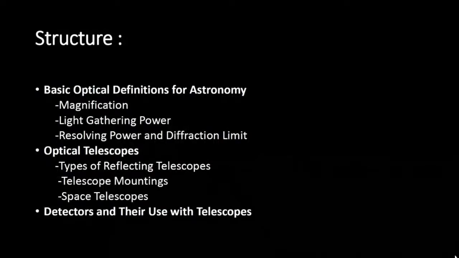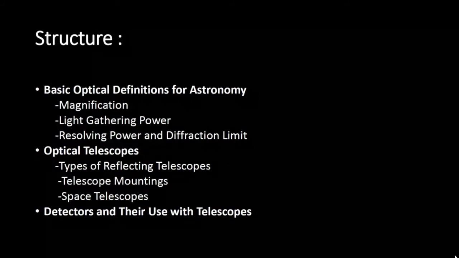So the structure of this lecture would be: first we'll see the basic optical definitions in astronomy, that is magnification, the light gathering power, and resolving power and diffraction limit. Next would be the different types of telescopes and their mountings, and what are space telescopes. And in the last part we'll see what detectors are and how we use them with telescopes. Next slide.